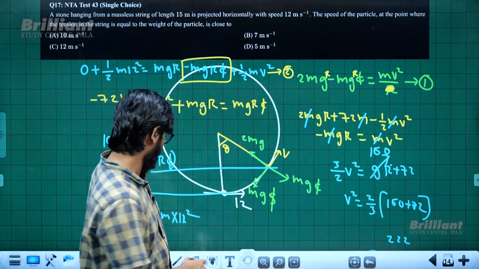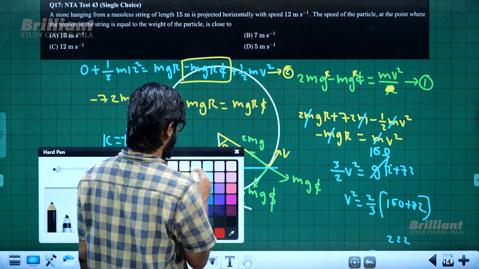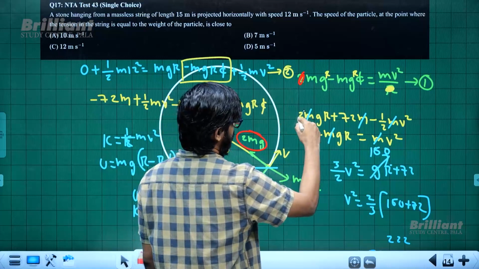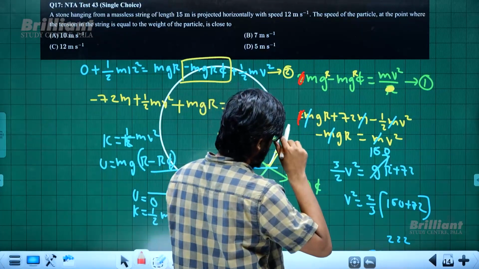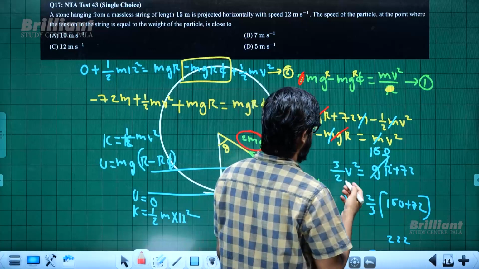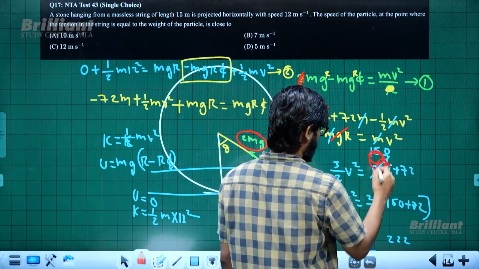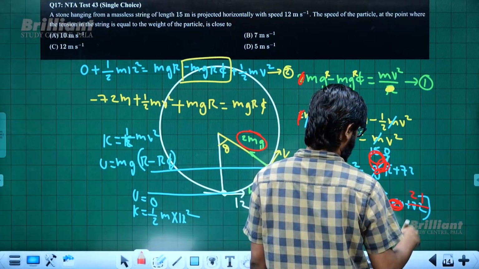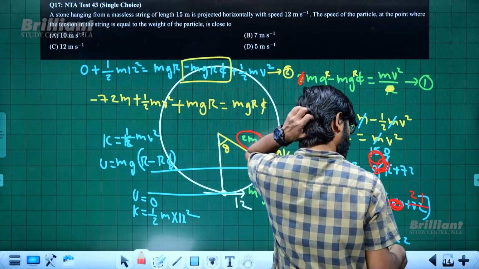Tension is equal to weight. I have taken 2 times the weight. Tension is equal to weight mg. This is mg. Then what is going to happen? This mg and this mg will cancel. So you will be getting 72, 3 ones, 3 20 ones, root of 42.